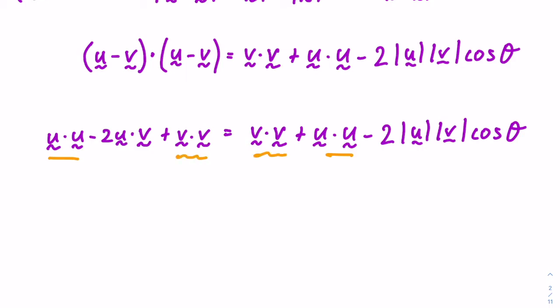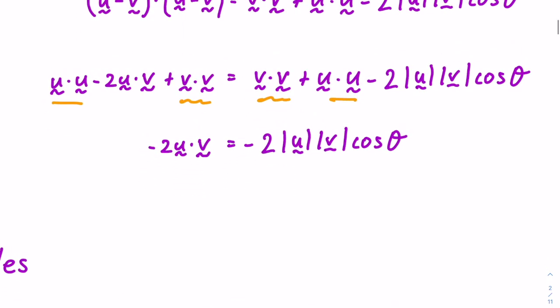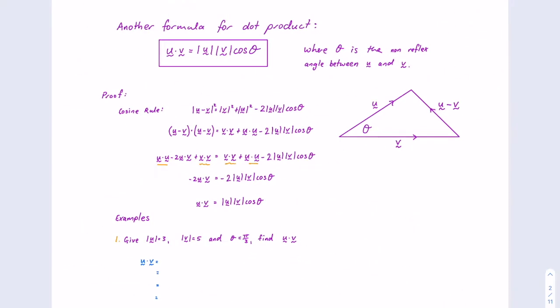We can subtract v dot v from each side, and that leaves us with negative 2 u dot v is equal to negative 2 the length of u times the length of v cos of the angle. Divide each side by negative 2, and there is our formula. So that's the proof of that formula.